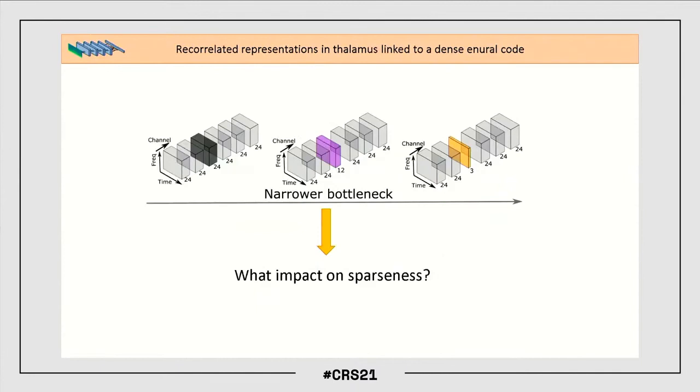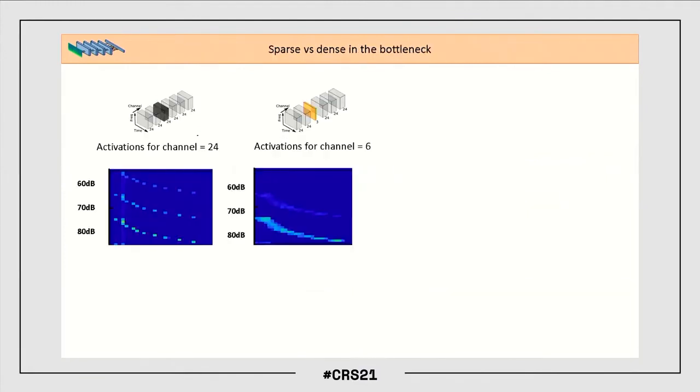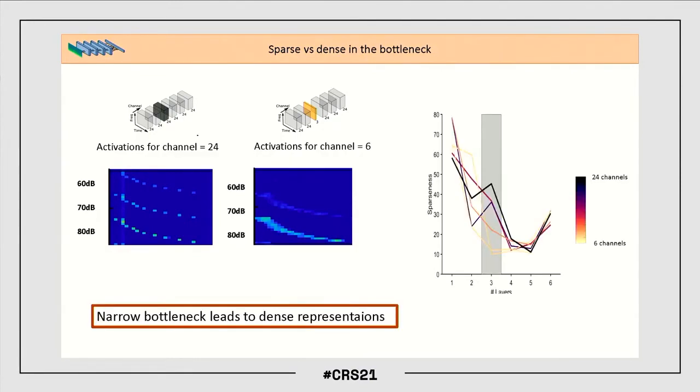So once again, we turn to CNNs to test our hypothesis. So we constructed CNNs, picking one layer that we termed the bottleneck, and then removed channels from this bottleneck layer, making it narrower and narrower, and then we simply measured the impact on representation sparseness. Now here is an example. We have a very broad bottleneck. On the left, we get this spotty representation that indicates a sparse coding. But as the bottleneck becomes smaller, here with only 6 channels, we get a denser representation of the sounds.